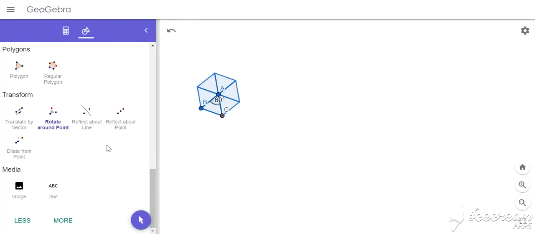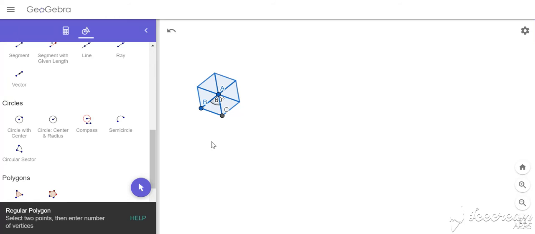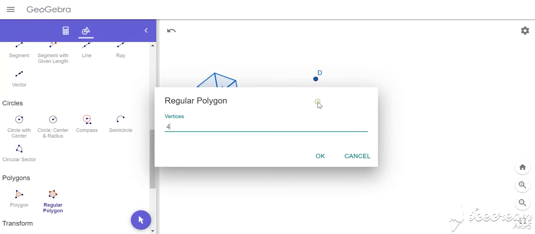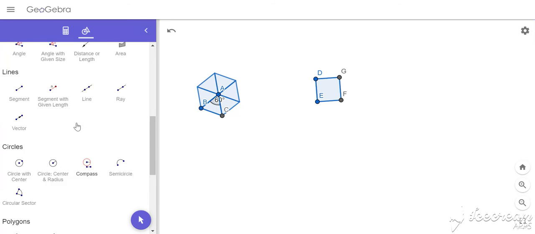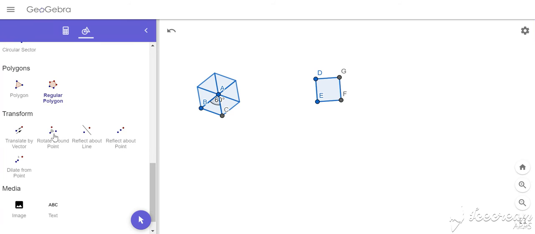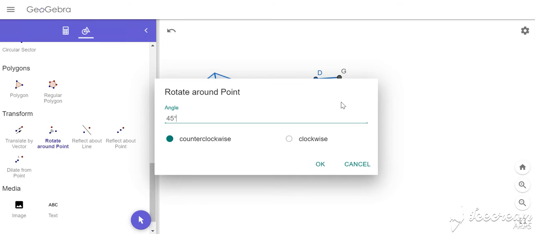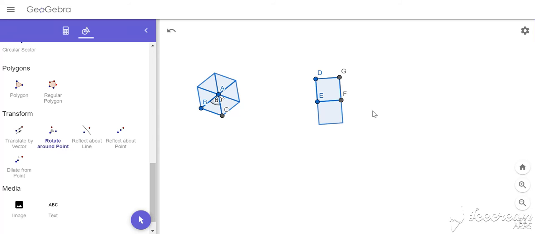So now I want to move on to squares. Let me go back to regular polygon. Okay, so I want to do the thing I did before, and we all know that squares have a 90-degree angle at each vertex. So let's go to rotate around a point, select your square. I want to select F, and we're going to rotate at 90 degrees because that's the interior angle at each vertex. So flip it like that.